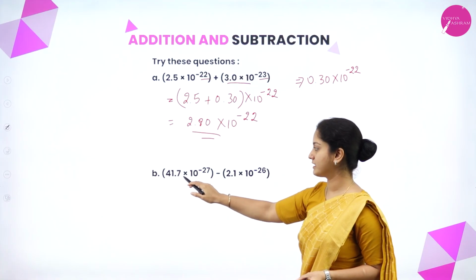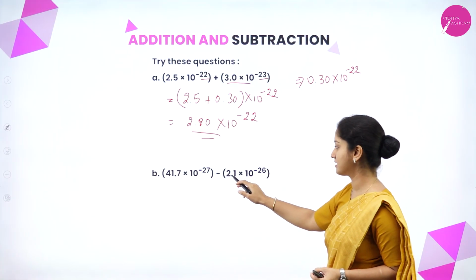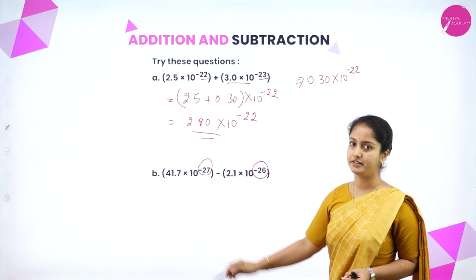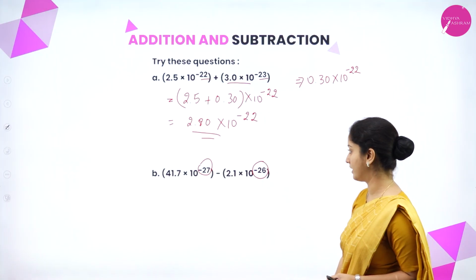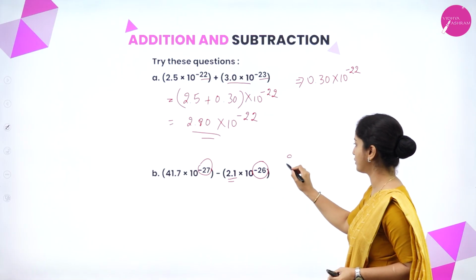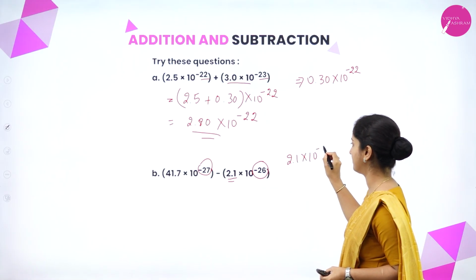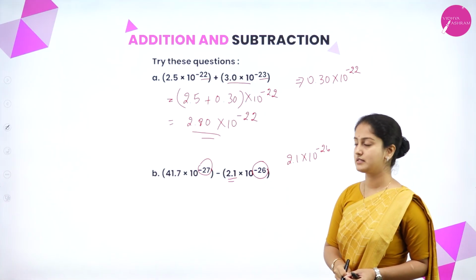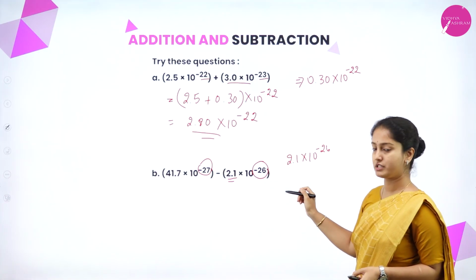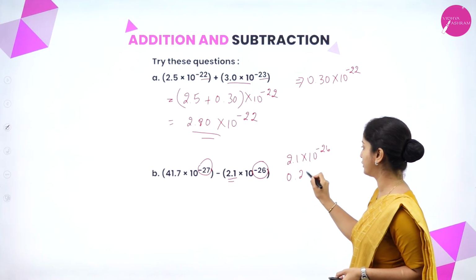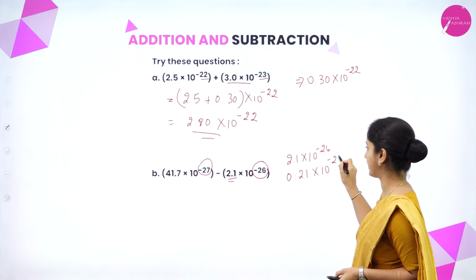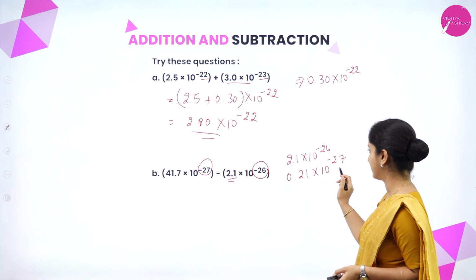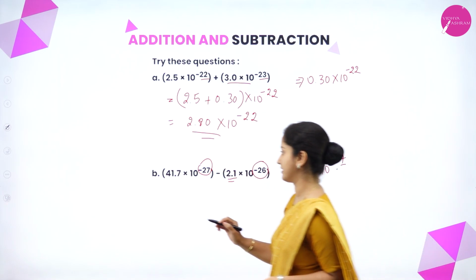That is 41.7 into 10 power minus 27 minus 2.1 into 10 power minus 26. So the exponents are different. We have to make them equal. So I'll take up this number, that is 2.1 into 10 power minus 26. Now I have to bring it to 10 power minus 27. So upon shifting, it becomes 0.21 into 10 power minus 27. So I've shifted the decimal towards the left side. So the exponent is minus 27.